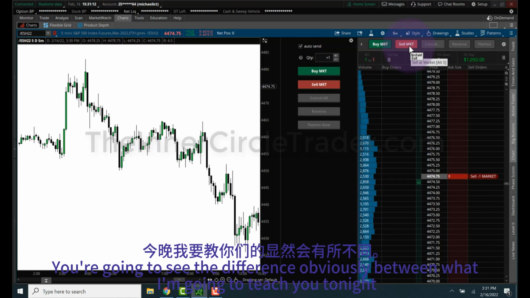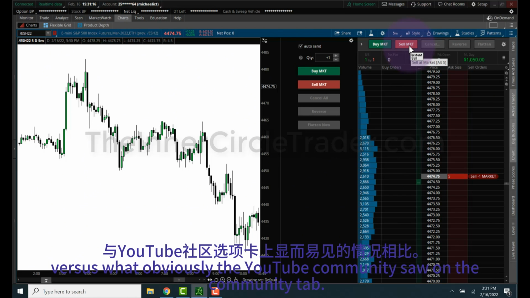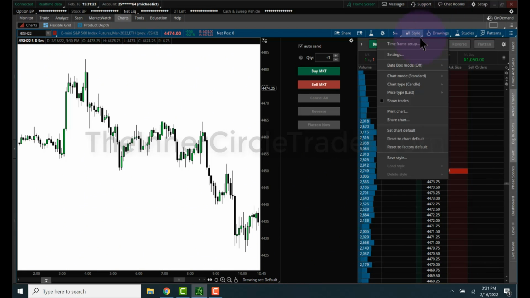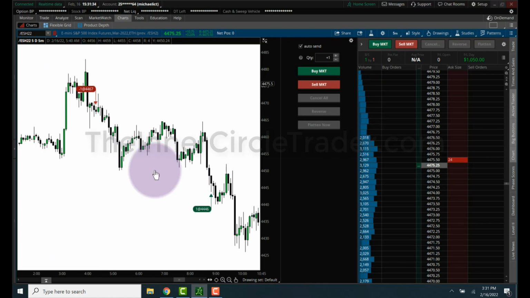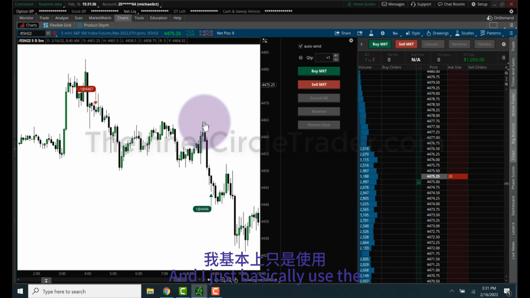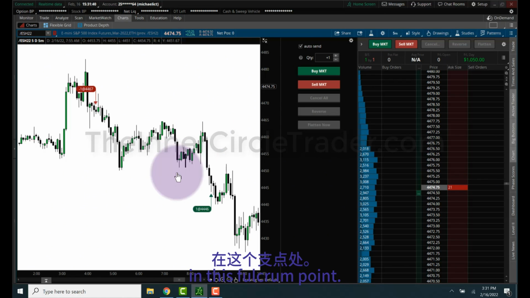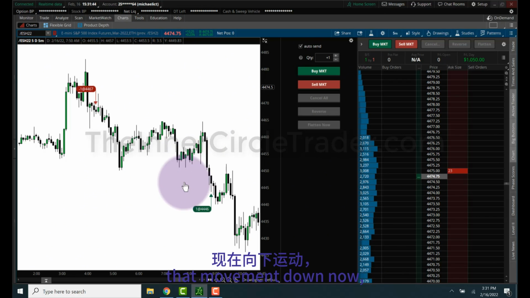You're going to see the difference, obviously, between what I'm going to teach you tonight versus what the YouTube community saw on the community tab. All right, so the entry here, relative equal lows there, and I basically used the swing here in this fulcrum point. So if it went down below this low here, that movement down.